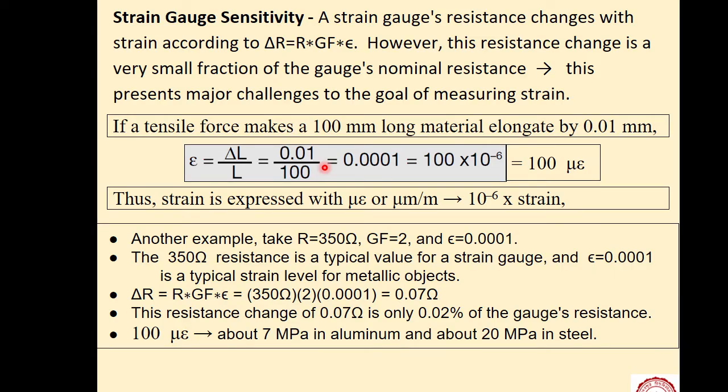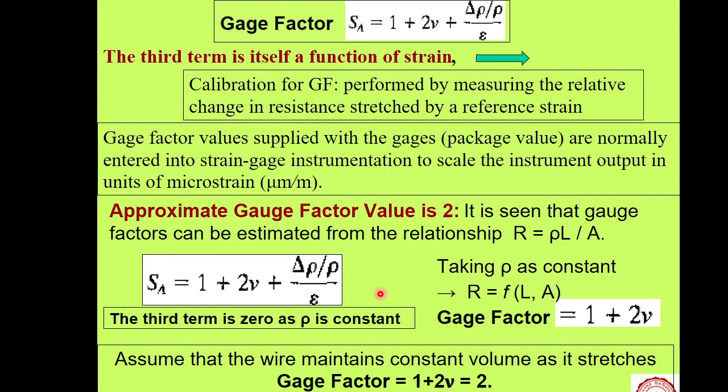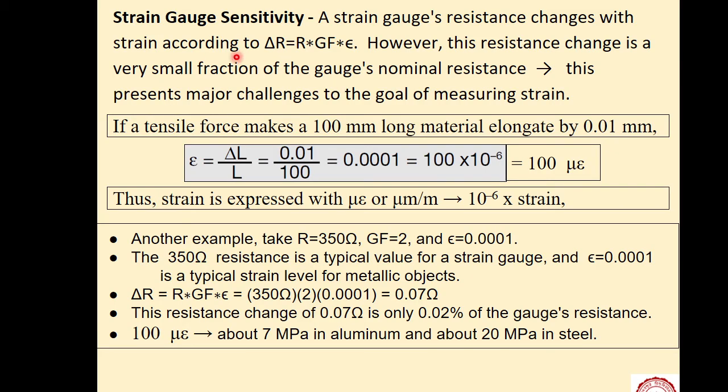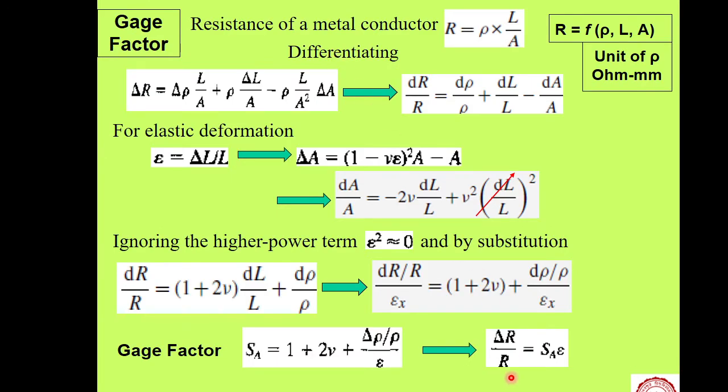Right. So let us see what is strain gauge sensitivity. So this is gauge factor basically. Okay, because the gauge factor is this change in resistance per unit strain, right? So this gauge factor is the sensitivity of the strain gauge. Yes. Right. Resistance changes with strain according to this equation. So this equation is simply this equation. Yes, sir. Delta R is multiplied on the right hand side.